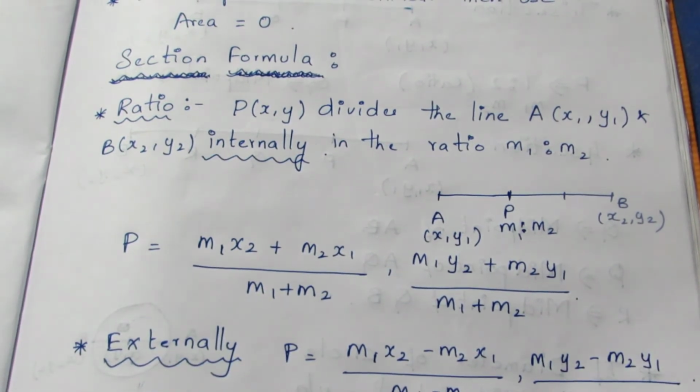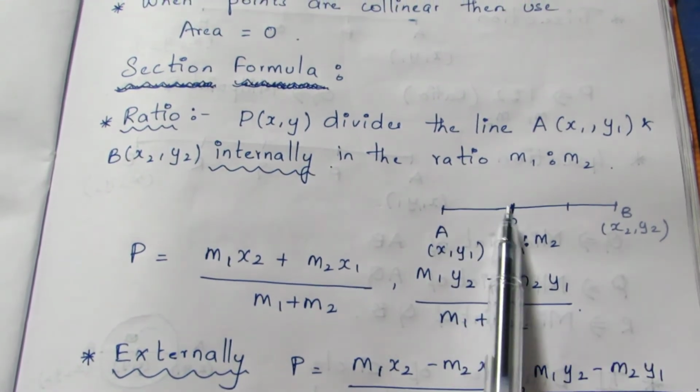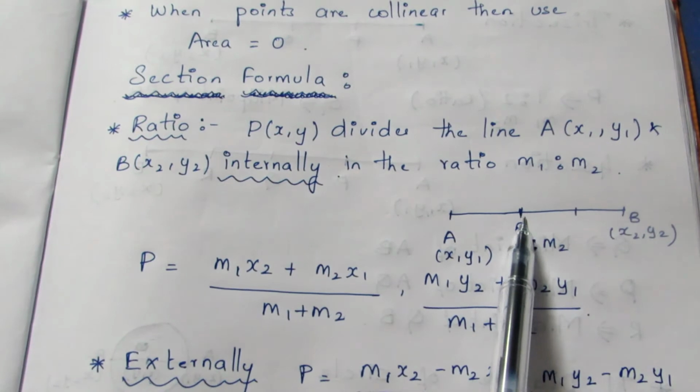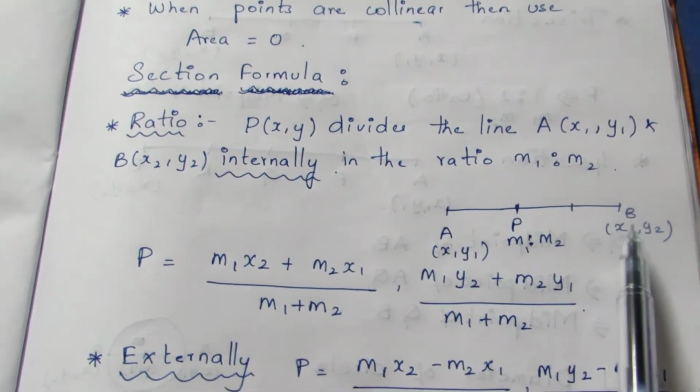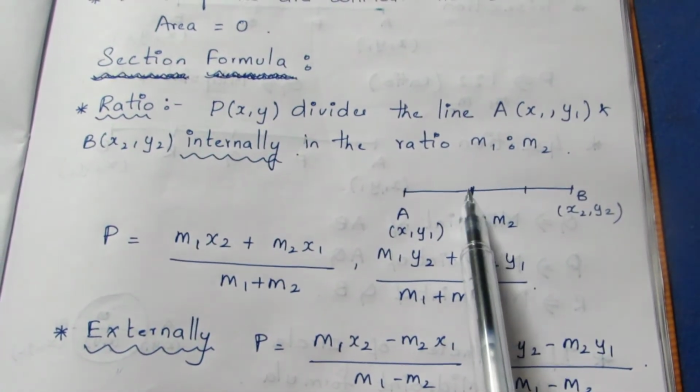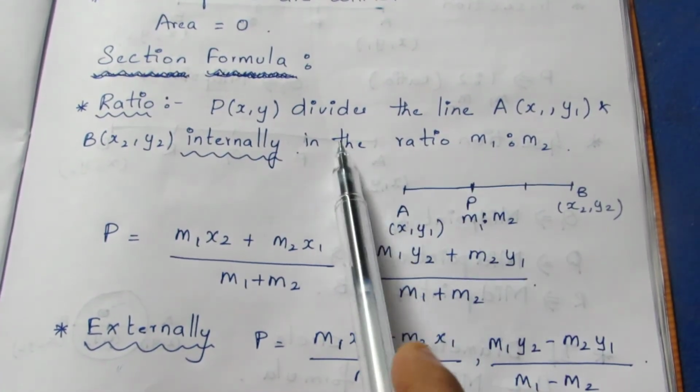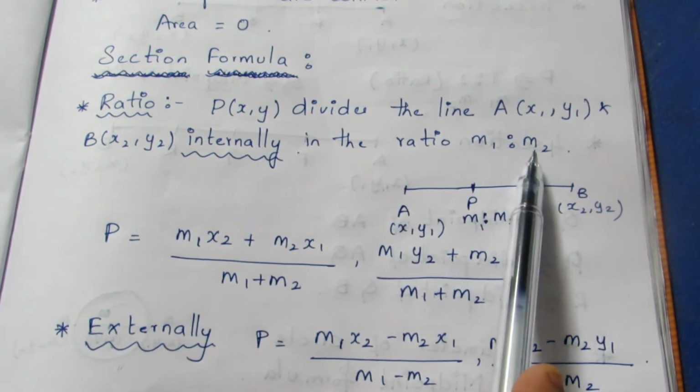Section formula. In the section formula, there are two types of ratio, internally and externally. Here the point does not bisect the line, it cuts the line, it divides the line. I have given the diagram. If P, which is x comma y, divides the line A (x1, y1), B (x2, y2) internally, meaning inside the line, in the ratio m1 is to m2.